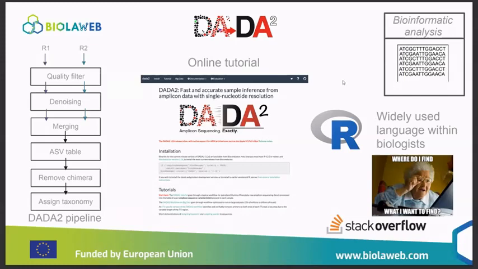So the DADA2 pipeline presents all the steps you need to analyze your sequences. First, it filters the quality of your sequences. It does the denoising. It merges your reads. Then you have your ASV table. Then you remove chimeras, and then you can assign taxonomy. And this is all done by this pipeline.